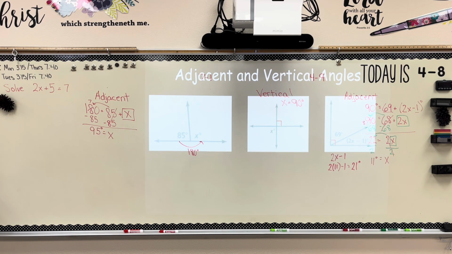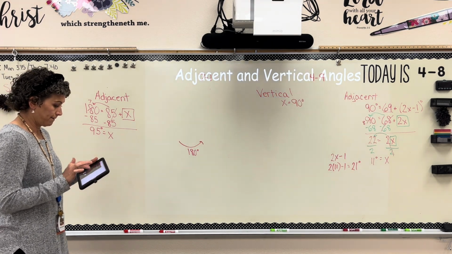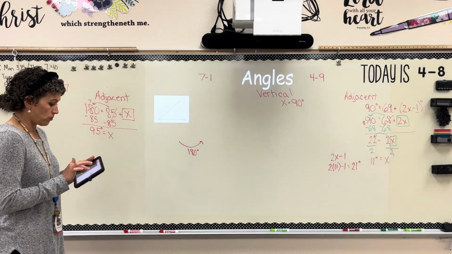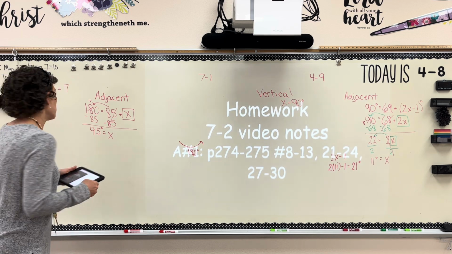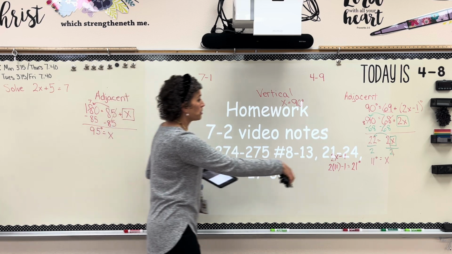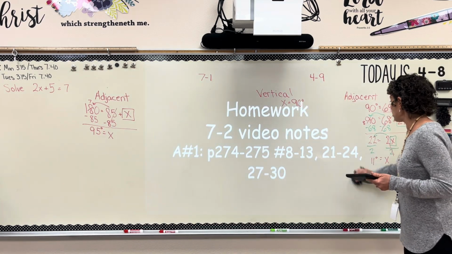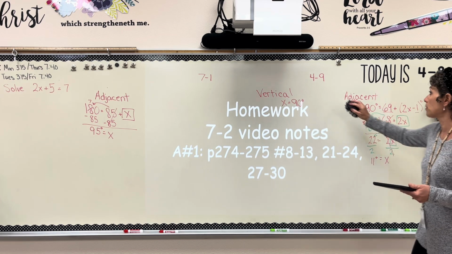Alrighty. If you have any questions, just make note of that, and we will come back to that tomorrow when I see you. Now, everybody is going to get your book out, and we are going to work on homework for the remainder of the time. So on numbers 8 through 13, you need to tell me if it's adjacent or vertical, and then you need to solve for your angle.